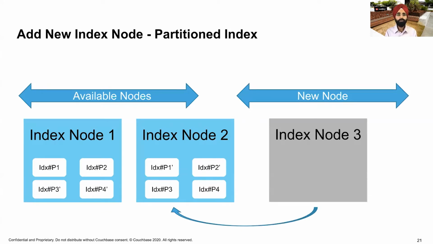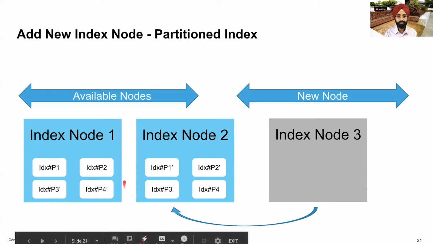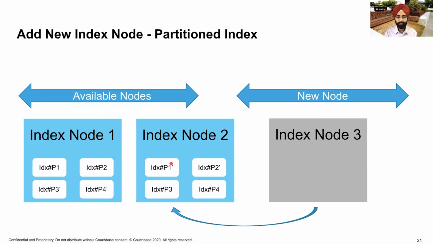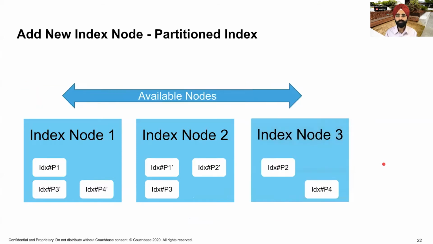Let's look at how this works for a partitioned index. So in this case, again, there are two index nodes. Now the difference is the indexes are partitioned indexes and have their partitions spread across these two index nodes. And a new node is brought into the cluster. Here we see that automatically the system moved the partitions of the index to the new node.